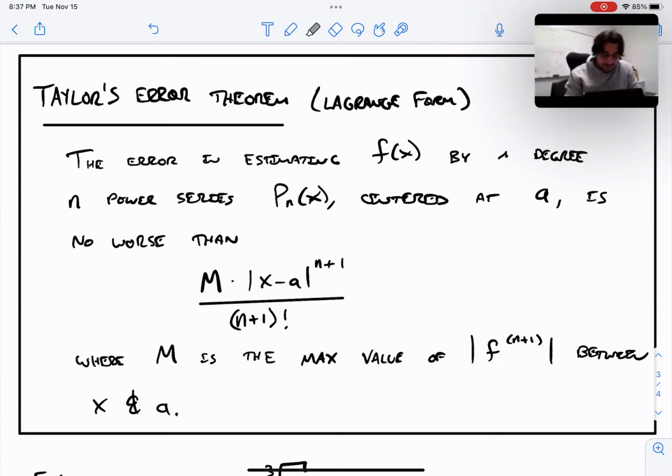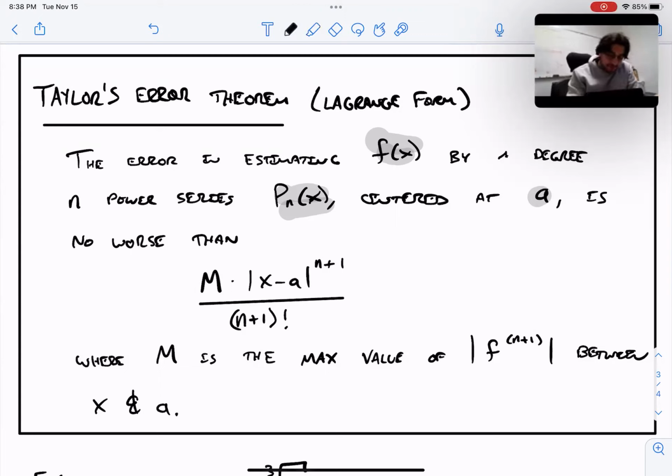What you have is some function f of x, right? You find a degree n power series, a polynomial approximation for that function, using iterated derivatives, and a represents the center of that power series. Then you want to ask, how bad could the error be when we estimate f of x by P sub n of x? We want some formula that we can calculate without knowing the true value of f of x, that serves as an upper bound for the error in that calculation.